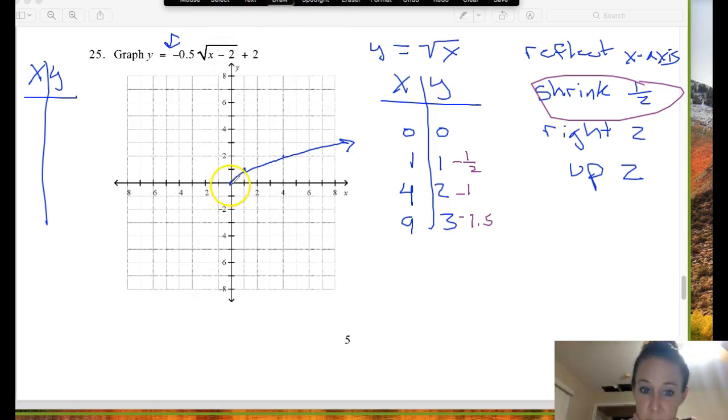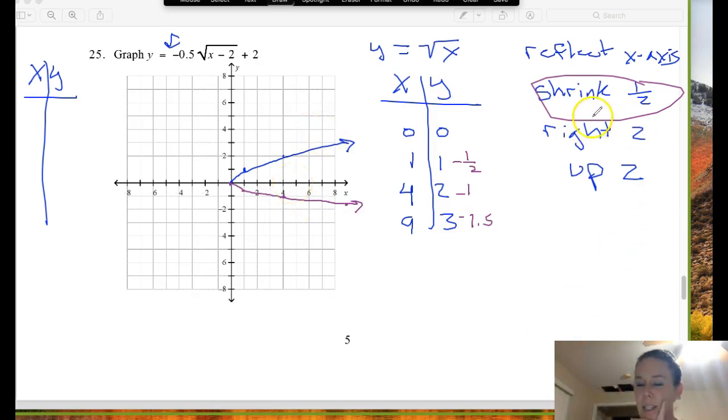Okay, so the 0, 0 is still there because when I plug in 0, I get out 0. Then when I get 1, instead of going down 1, I only go down a half. That's my shrink. Instead of going 4, going down 2, I only go down 1. There's my shrink. And instead of going 9, going down 3, I only go down, ooh, that was supposed to be 1. Sorry. There's 1. And 9, instead of going down 3, I only go down 1.5. So right about here. So here's my shrink. All right. There's my reflection, and I shrunk it up.